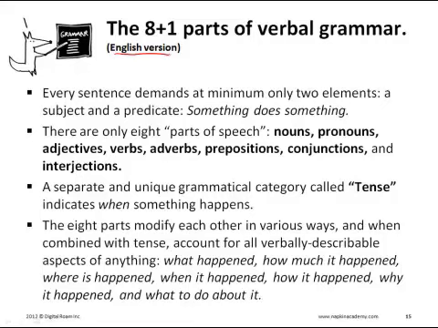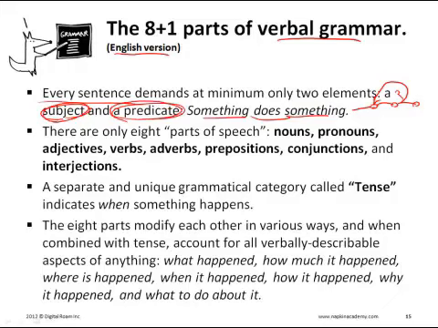So in the case of English, what we have been taught when it comes to grammar is this. Every sentence demands at a minimum only two elements, a subject and a predicate. Something does something. Now there are lots of nuances there. Something could do something to something else. Something could have something done to it by something else. There could be multiple offshoots, but in the end, every sentence must have, at its simplest, these two things.